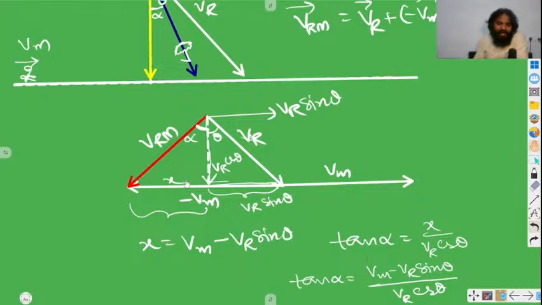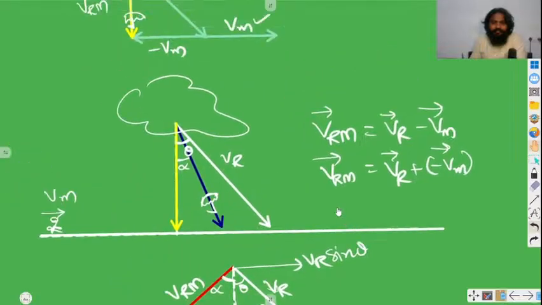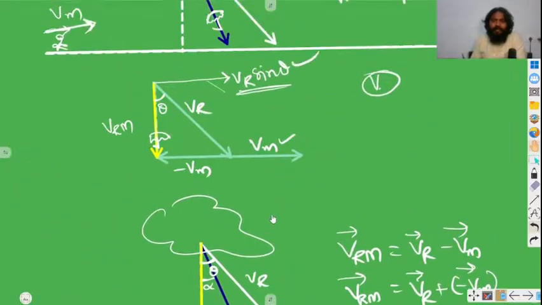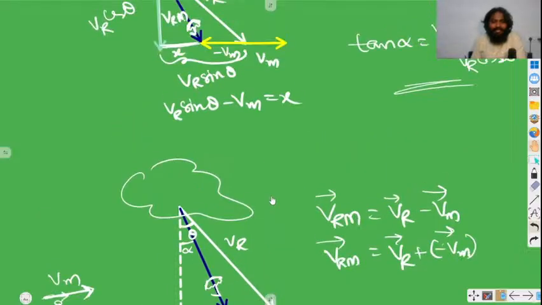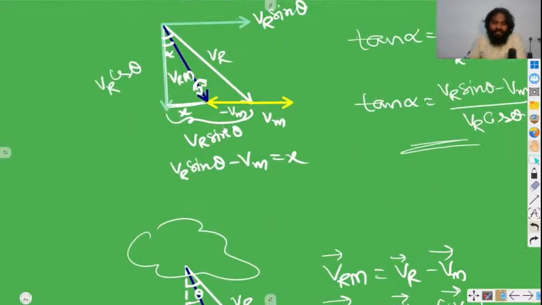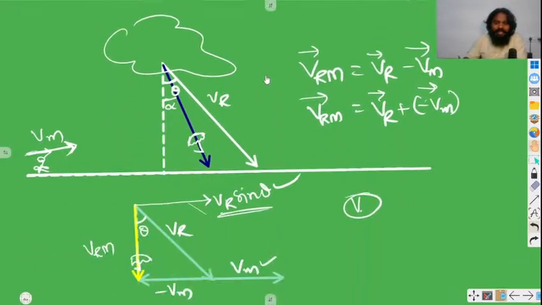If you want to find anything here, you can use the Pythagoras theorem. Hypotenuse square is equal to side square plus side square. You can use that formula and find it out. Clear? Hope it is very clear. These are the things we have discussed now. And next, coming to relative velocity, hope the concept is very clear.